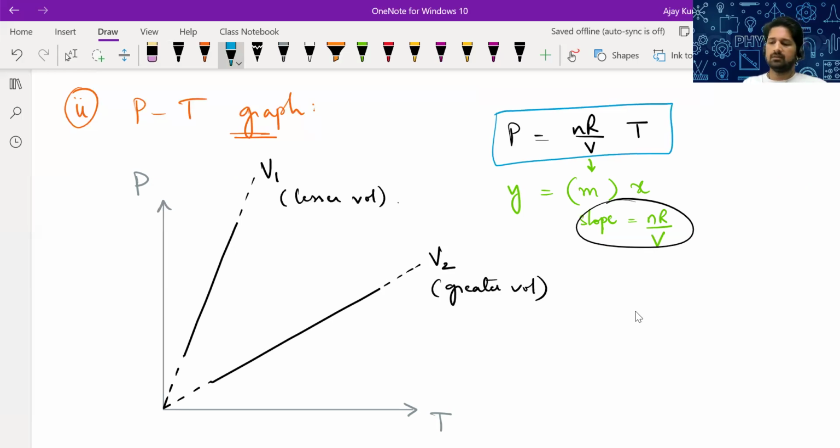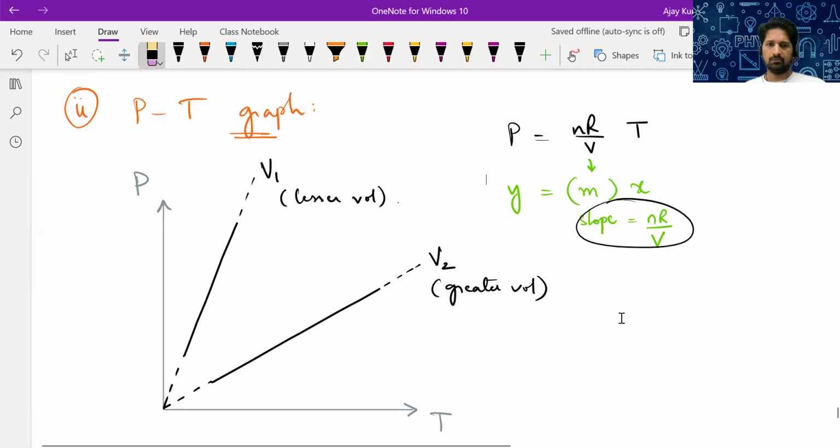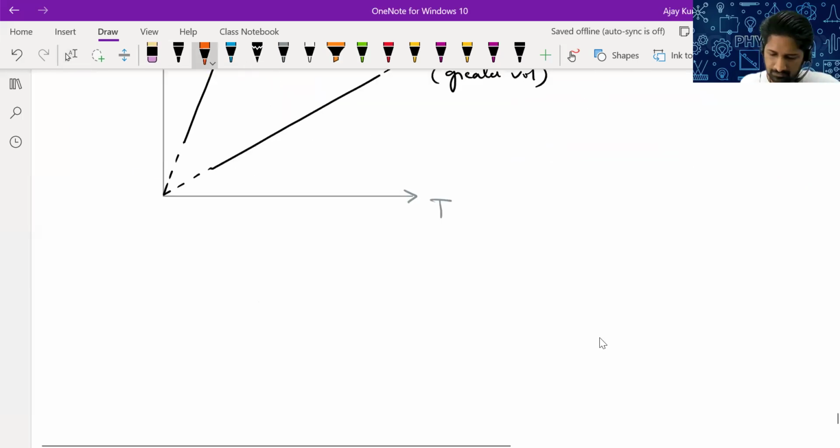Based on that, you can tell how much is the slope or what is the formula for slope. And from the formula for slope, you can tell which one corresponds to greater volume. Okay, so this is the pressure-temperature graph for an isochoric process. PV is equal to nRT, so pressure becomes proportional to temperature.